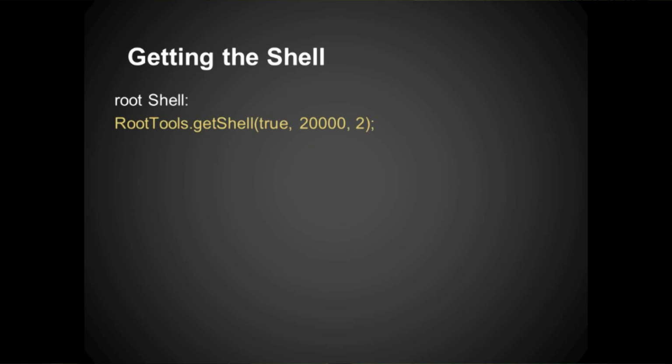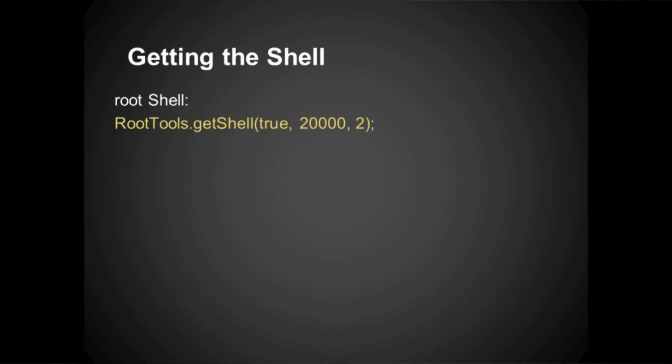The first one is a Boolean value, and you'll set it to true or false depending on whether or not you want to get a root shell. The second argument that you can pass in, which is optional, is the timeout. This is the length of time that the library will spend trying to open this root shell for you. At this point, I have it set to 20 seconds, which is 20,000 milliseconds. The default is 25 seconds.